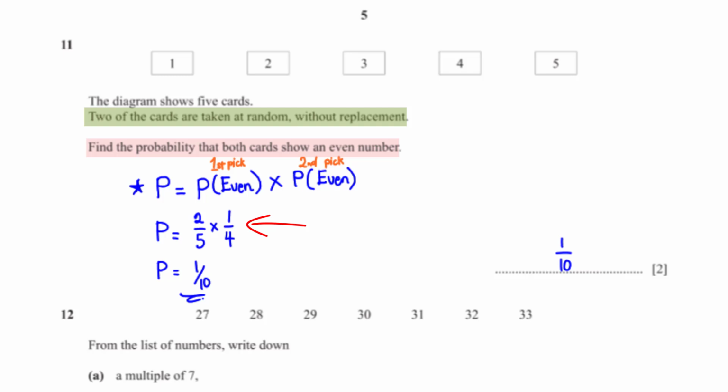The first card is picked without replacement, so the probability that an even card is chosen in the second pick is equal to 1 over 4. And when we type this into the calculator, we get the final probability as 1 over 10.